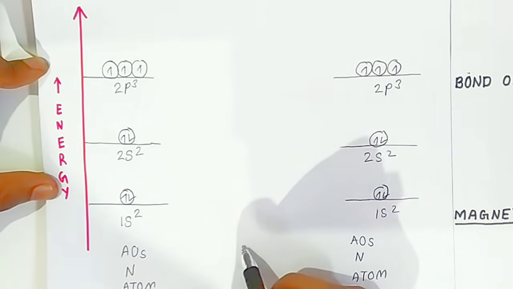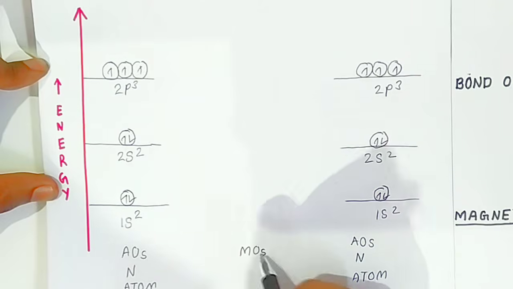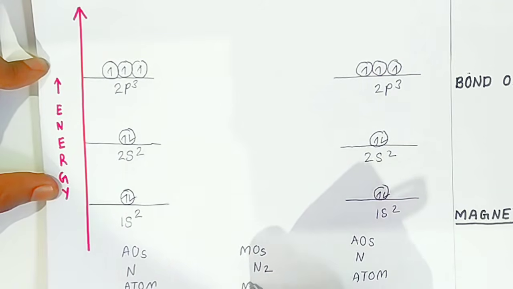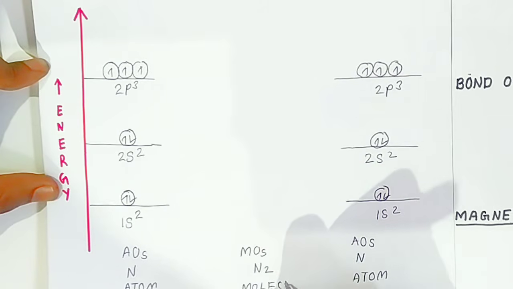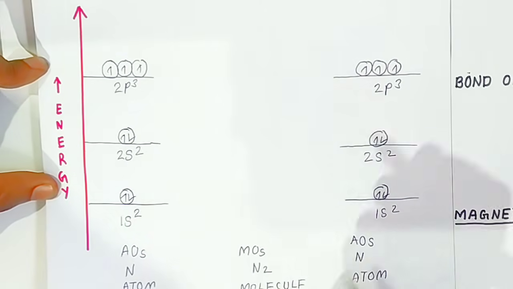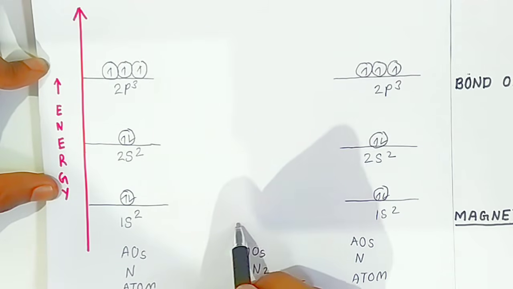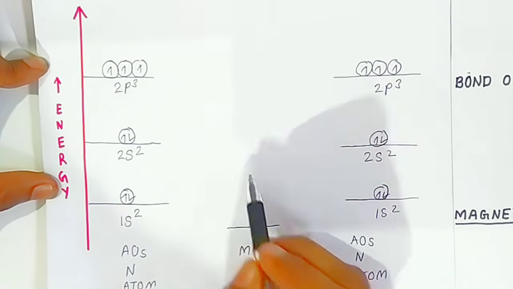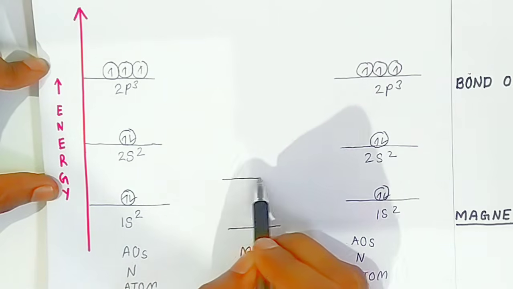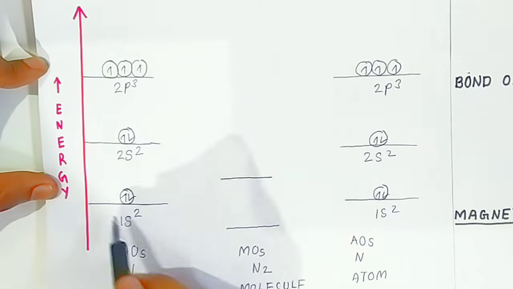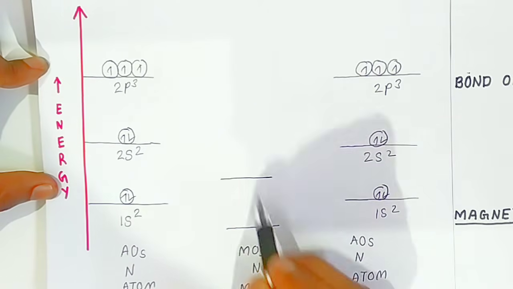Now we are going to draw the molecular orbitals of N2 molecule. Okay students, so it will form bonding and anti-bonding. So the bonding molecular orbitals have lower energy than the anti-bonding molecular orbitals. Okay students, this is the bonding which has a lower energy than the atomic orbitals. This is the molecular orbitals.